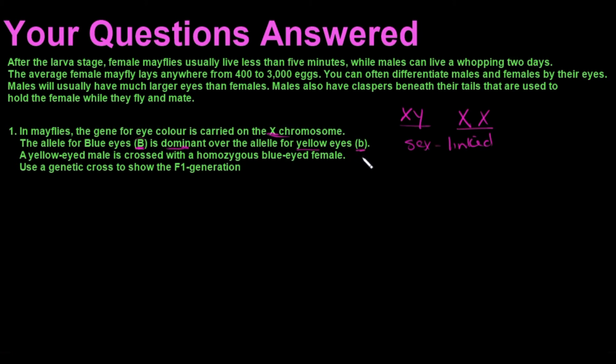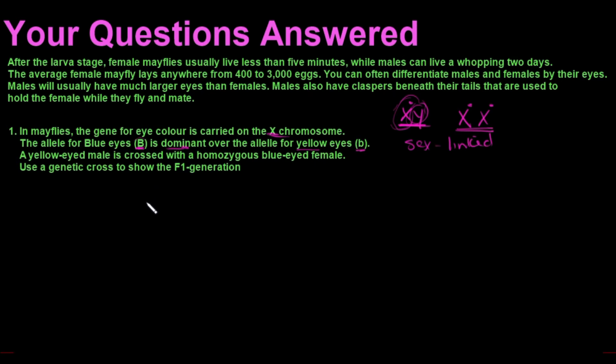Now they're going to tell us what they want to have crossed. They are going to cross a yellow-eyed male with a homozygous blue-eyed female. Use a genetic cross to show the F1 generation. Remember that since it's sex-linked, you're going to use XY and XX, and the allele will be written at the top right position of the X chromosomes. The Y chromosome does not carry an allele, so with males it's just that one X chromosome that can. So let's get started with this genetic cross.